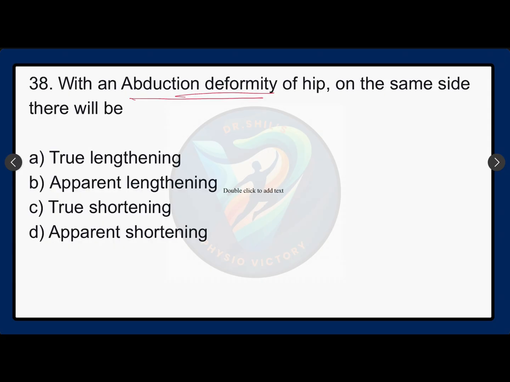Lengthening, basically the affected limb moves away from the midline. So, pelvis tilts downward on the affected side. That's why the limb appears longer than the actual. So, it is an apparent lengthening.